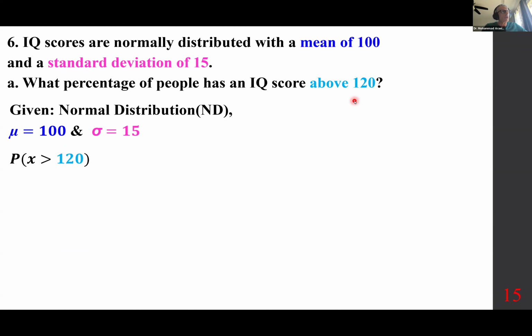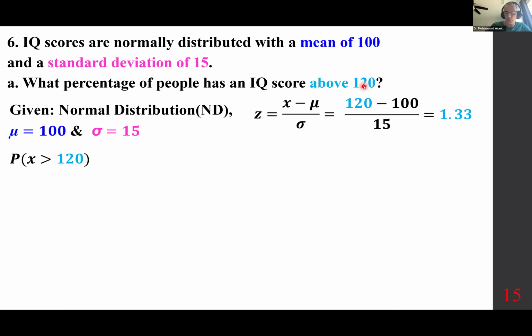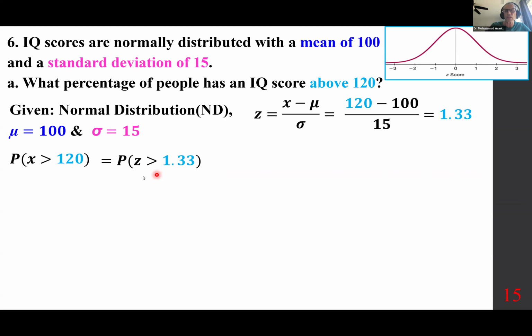Probability of X larger than 120, and we are going to go with Z equals X minus mu over sigma. Mu and sigma we wrote here, and now we replace the X with 120 to find the Z score for X equals 120. Results in 1.33, which means normal distribution probability of X larger than 120 is the same as standard normal distribution, SND, when Z is larger than 1.33. So probability of Z larger than 1.33, and that means you locate 1.33 and you want the area to the right of that. That is what you are looking for.